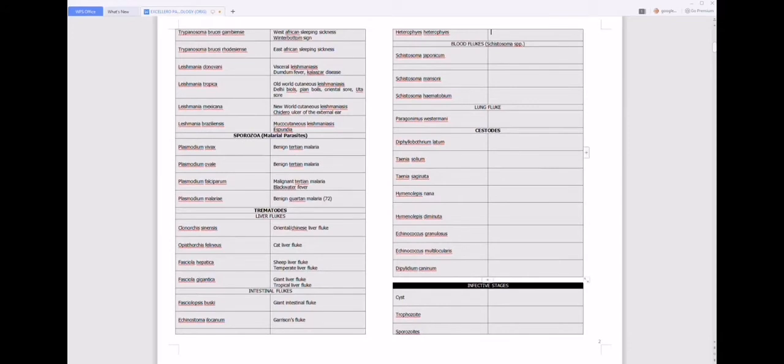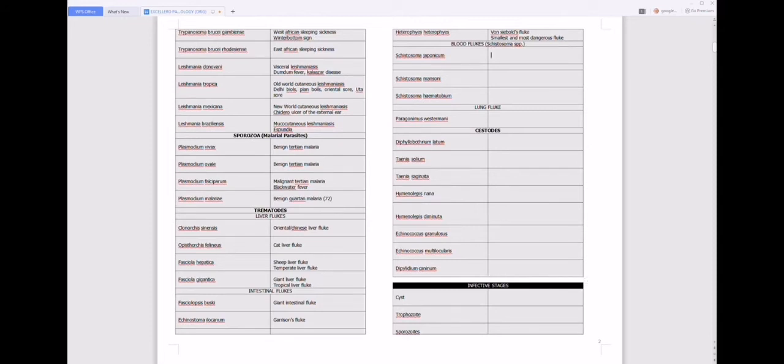Next, Heterophyes heterophyes, von Siebold's fluke, and it is the smallest and most dangerous fluke. Di ba kung sino pa yung maliit, siya pa yung very dangerous. So small but terrible, si Heterophyes. Okay? Next, blood flukes. So the blood flukes are the Schistosoma species.